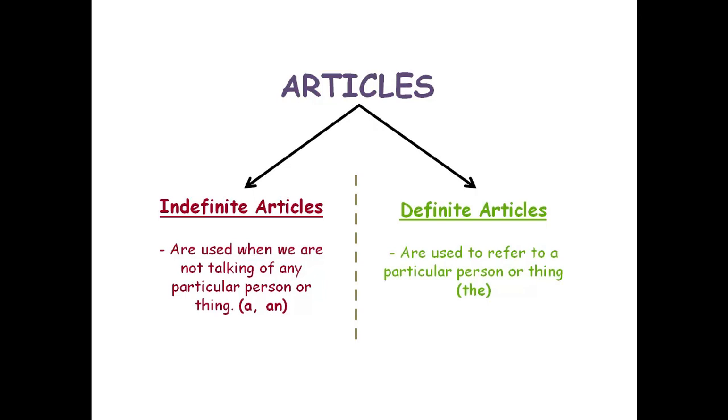Alright, so the second type is called definite articles. Definite articles are used to refer to a particular person or thing. Now I told you that when you do not refer to a particular person or thing, you use the indefinite article. But when we are talking about one particular person or one particular thing, we use the definite article. There is only one definite article, which is the. So there are three articles in all, a, an and the. A and an are called indefinite articles and the is the definite article. I hope the two kinds of articles are very clear to you.